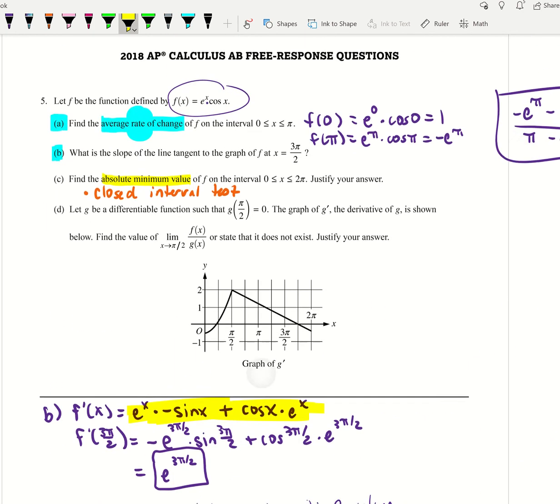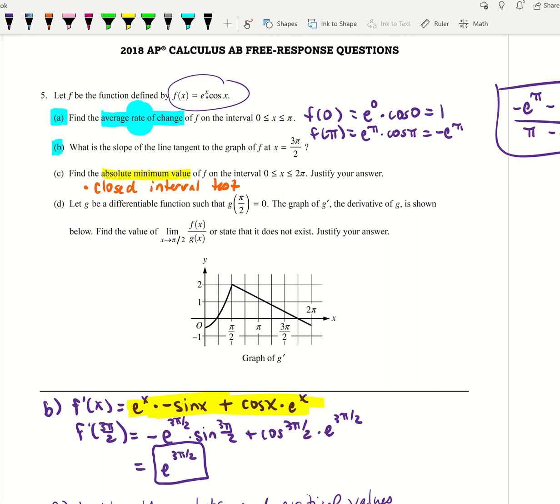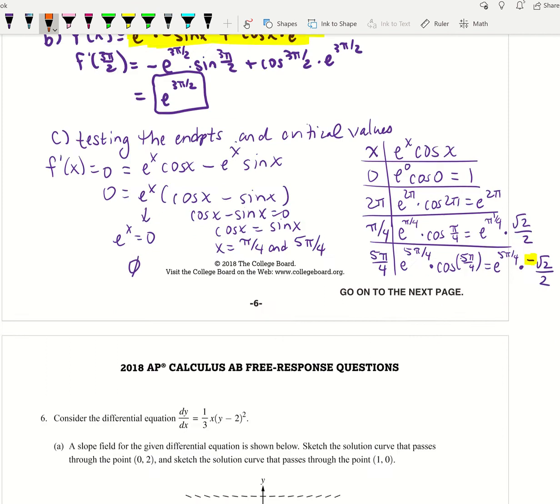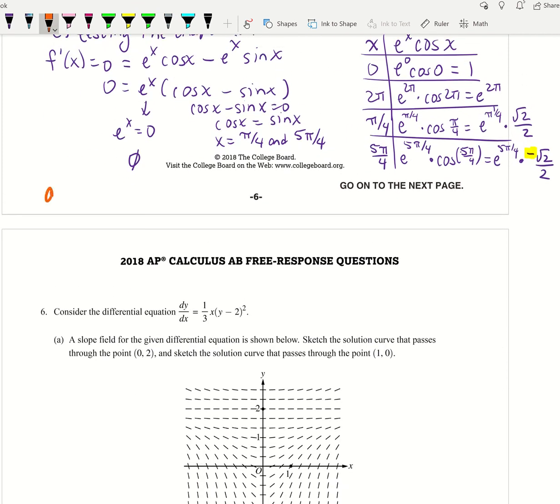Let's see what they wanted. They want the absolute, or absolute minimum, pardon me. They want the absolute minimum value. That word value means y value, or the output. Writing is hard today. So my final answer here is that the absolute min value is going to be e to the 5 pi over 4 times negative root 2 over 2.